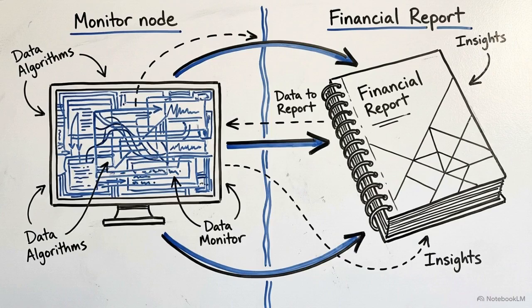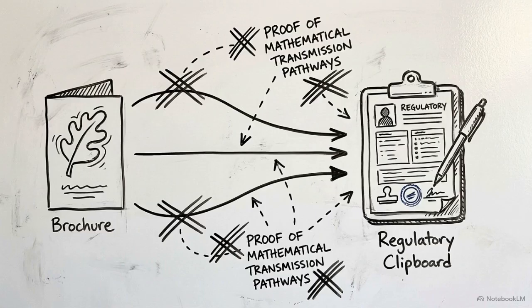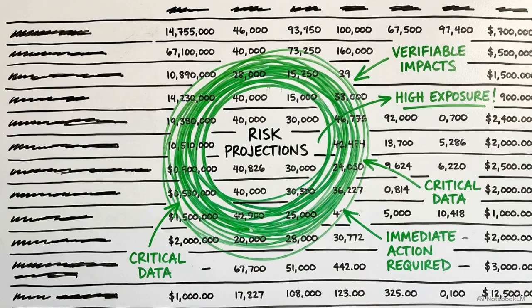Internal quantitative modeling serves external corporate reporting mandates. This integration relies on frameworks like the ISSB, the International Sustainability Standards Board, and the TCFD, the Task Force on Climate-Related Financial Disclosures. Modern regulators explicitly demand proof of this mathematical transmission modeling. They reject generic qualitative corporate sustainability statements in favor of verifiable financial impacts.